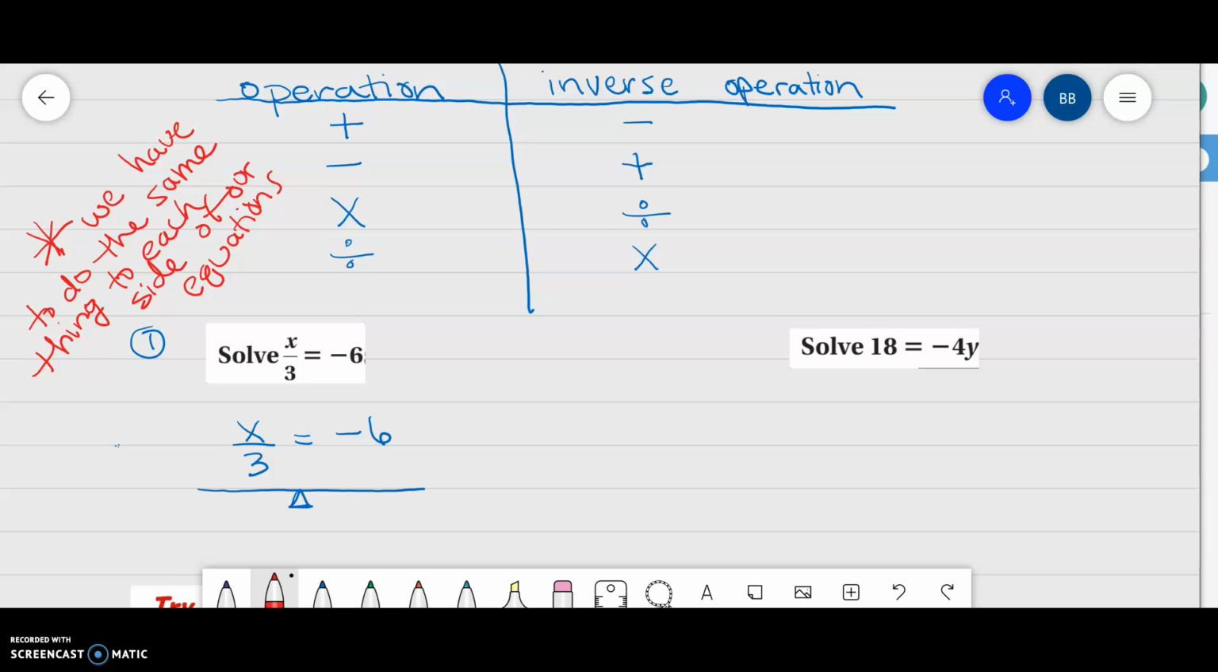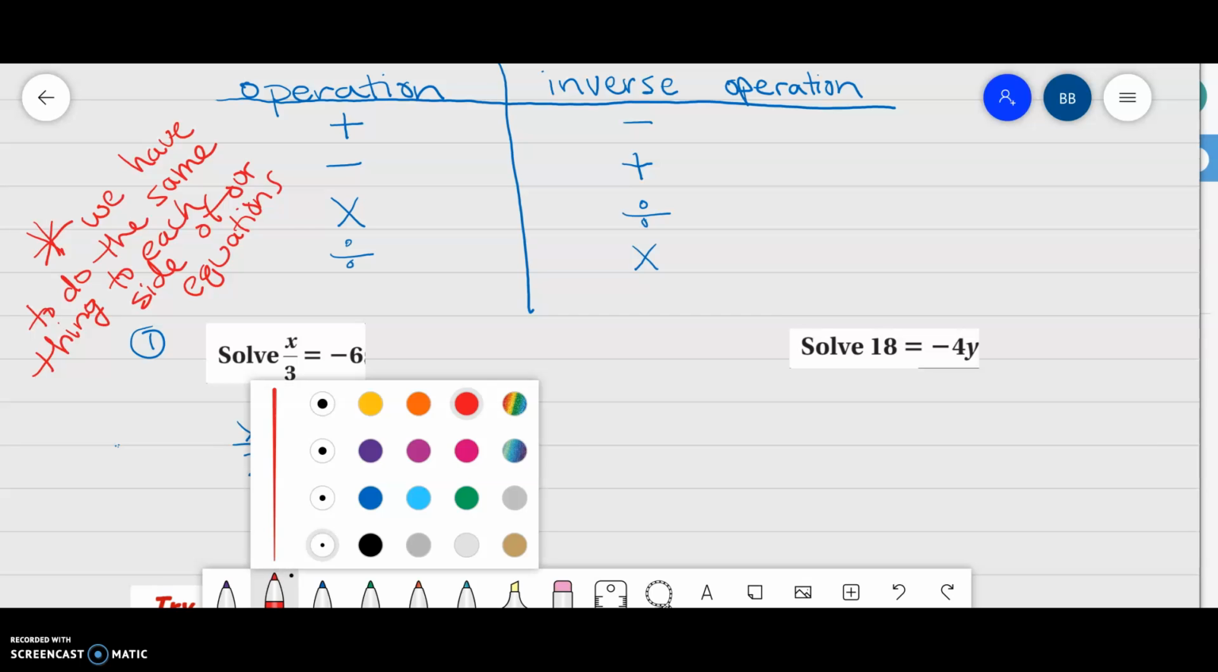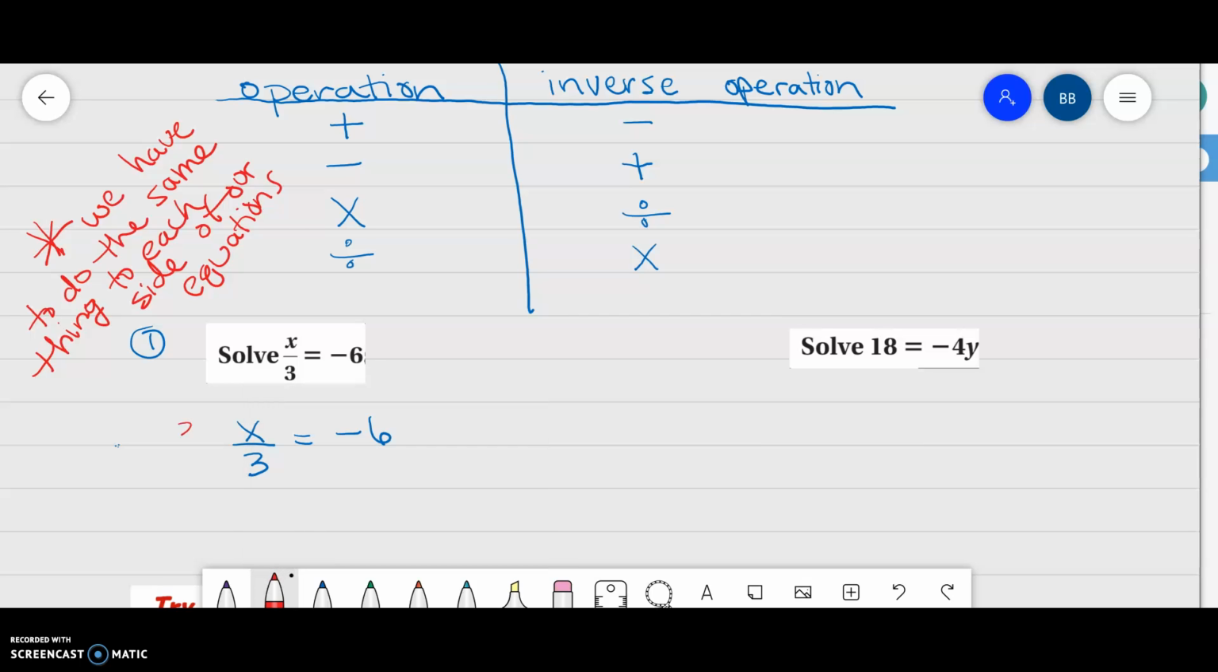So I look at this, and this left-hand side here is the side of the equation with my variable on it, and we have x divided by 3. So x is being divided by 3. So the opposite of division is multiplication. So to undo x divided by 3, I have to multiply by 3. So I'm going to multiply the left-hand side of this equation by 3. And anything I do to one side, I have to do to the other side. So I also have to multiply the right-hand side by 3.